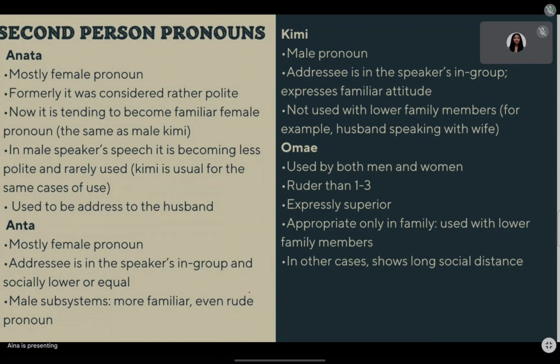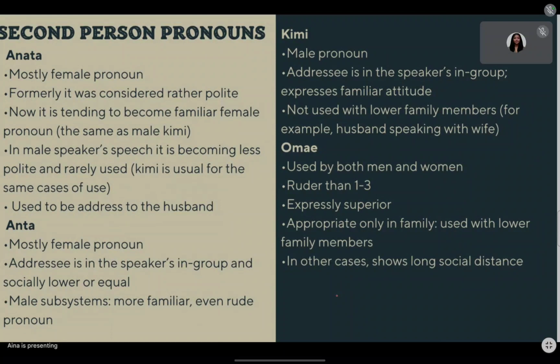And then we have here the anta. Anta is a most female pronoun addressing in the speaker in group and socially lower or equal. Male subsystem or more familiar even root pronoun. Why? Kasi 'di ba for example here in the Philippines we have the pare. No, meron tayong tinatawag na pare. And then 'di ba meron din tayong tinatawag na pre. Pre, no? So that is the shortcut version of anata, no? Anta. So it can be rude sometimes. It depends on the context of your sentence. No, depende yon. Okay?